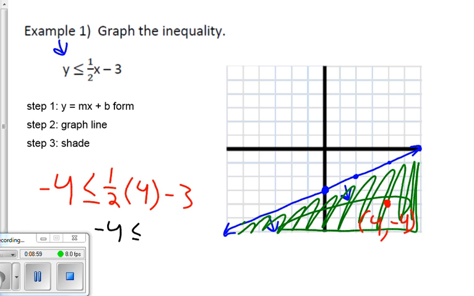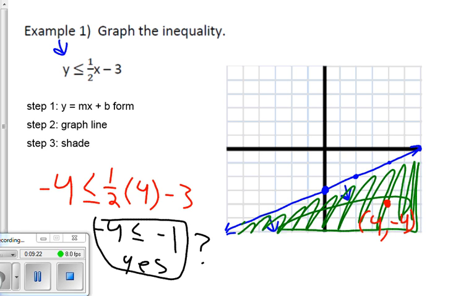Negative 4 is less than or equal to, well, half of 4, 1/2 times 4 is 2, still minus 3. This 2 minus 3 would be negative 1. Is negative 4 less than or equal to negative 1? Well, yes, it is.